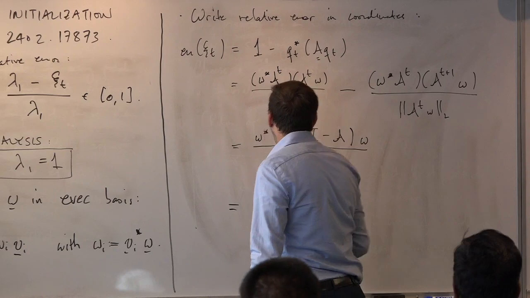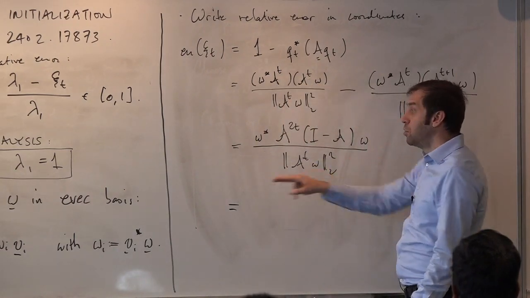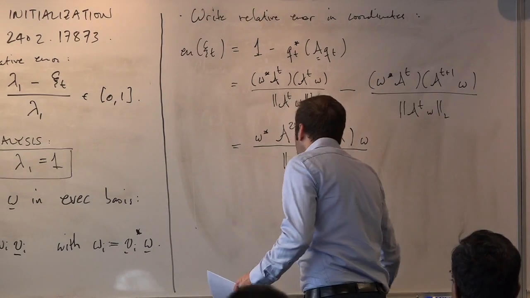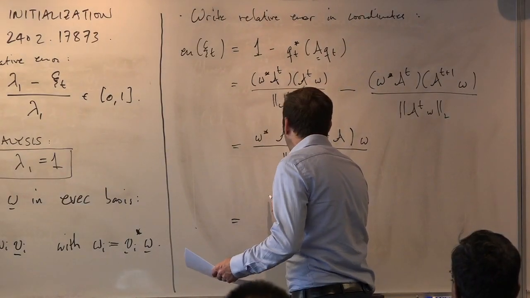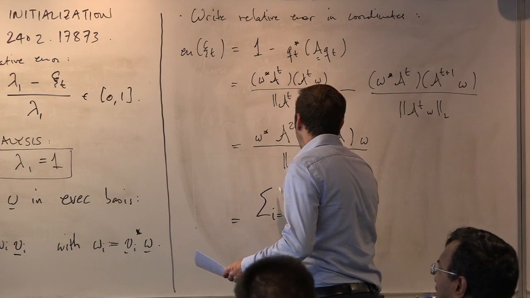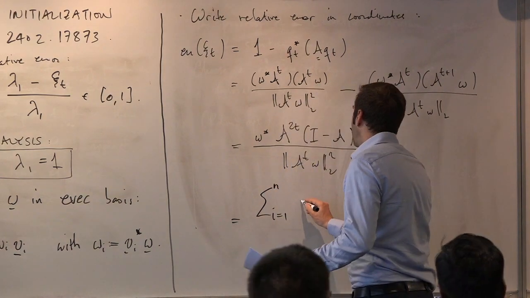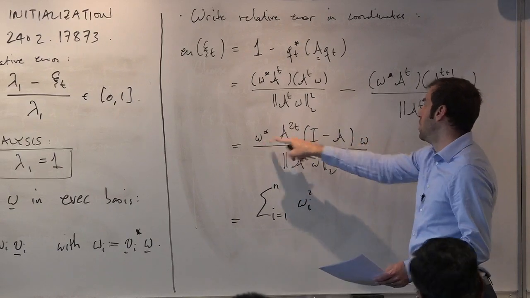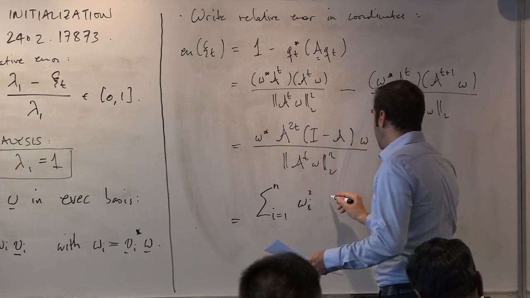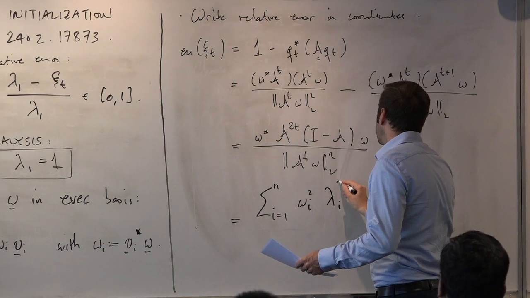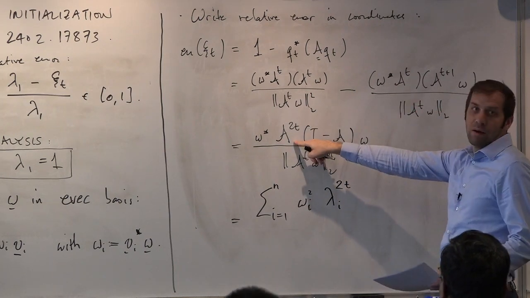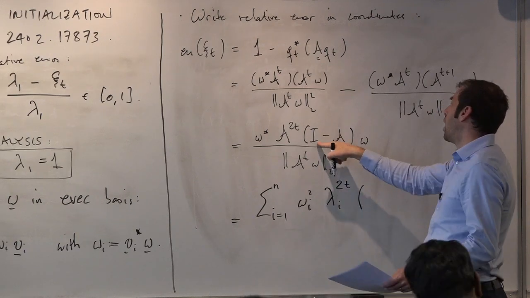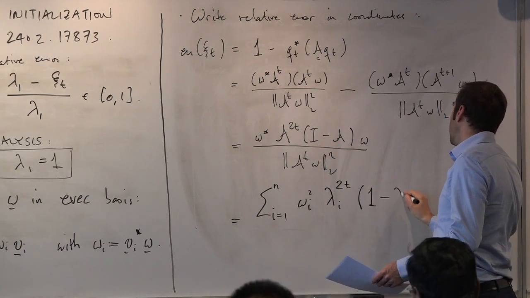And now I'm going to write this all out in coordinates using the eigenvector basis. And I'm going to get the following formula, which I'll try and write big enough for everyone to read. So we've got omega_i squared, which comes from these two guys. We've got lambda_i to the 2t, the ith eigenvalue of this matrix to the 2t power. We've got 1 minus lambda_i.